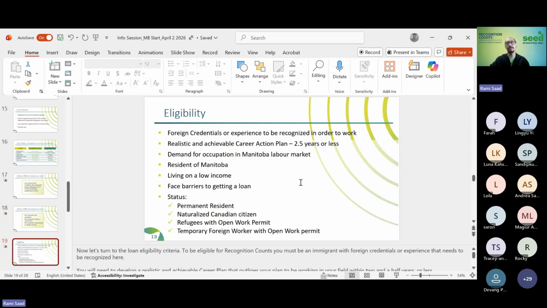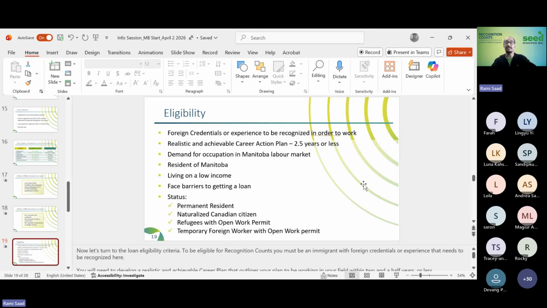So if I would like to be eligible, what do I need? One, you will need to be recognized in order to work, and you will need to make sure that your job is in demand. You created a career plan that is 2 years and a half or less. And having Manitoba Start as our formal partner, the employment consultants, in other words career coaches, can sit with you to help you with the career plan. If you would like to apply for the loan but you need support with your career plan, they can help you with planning a realistic one.